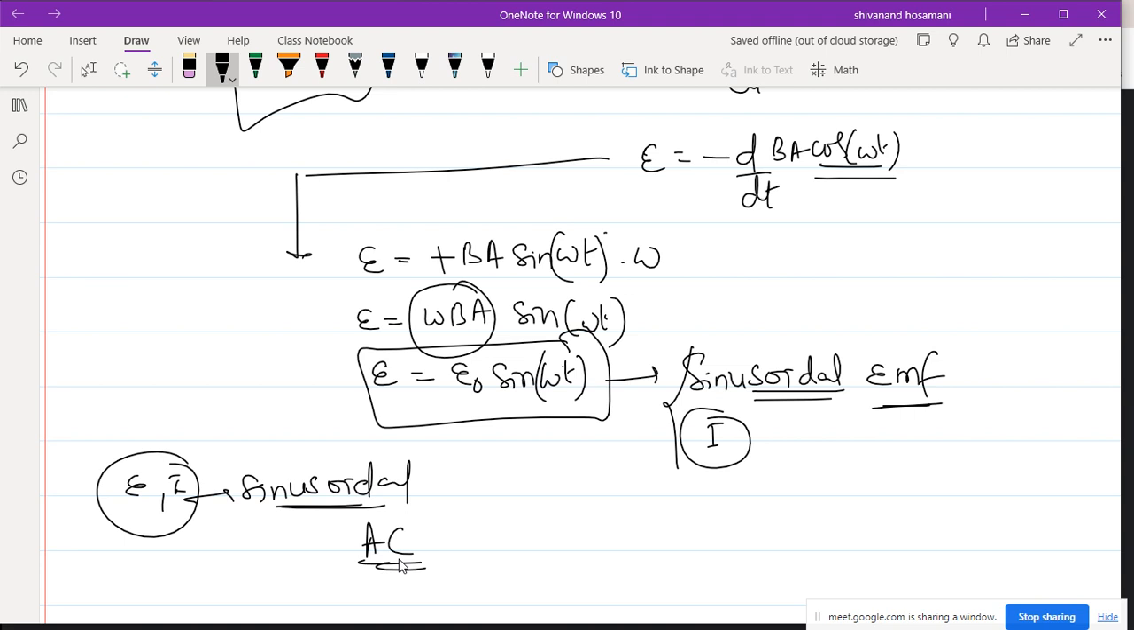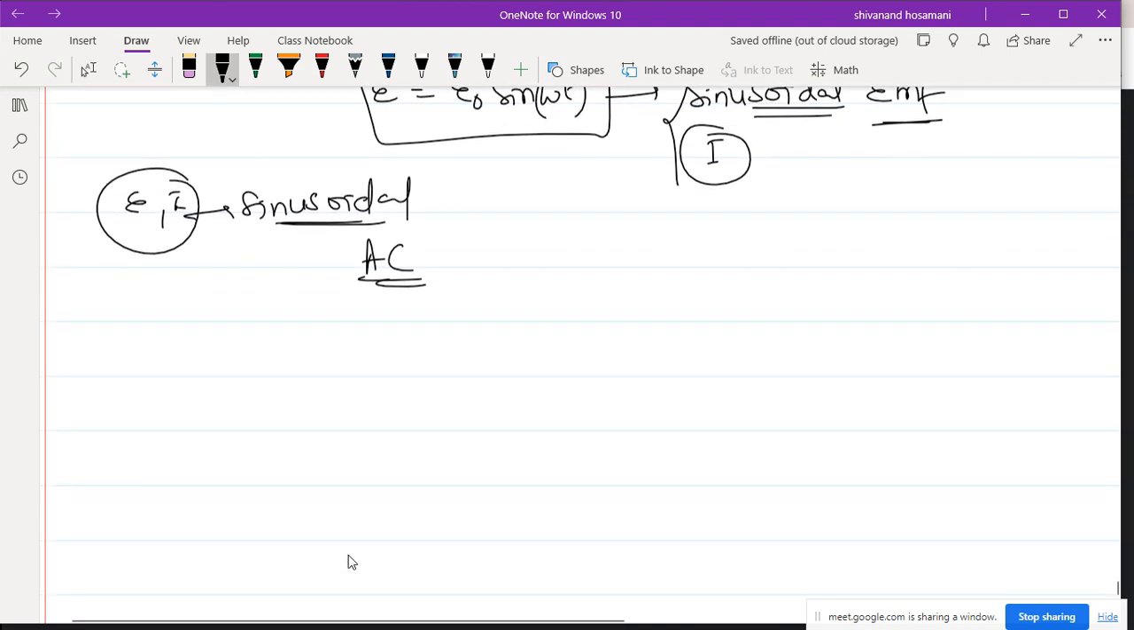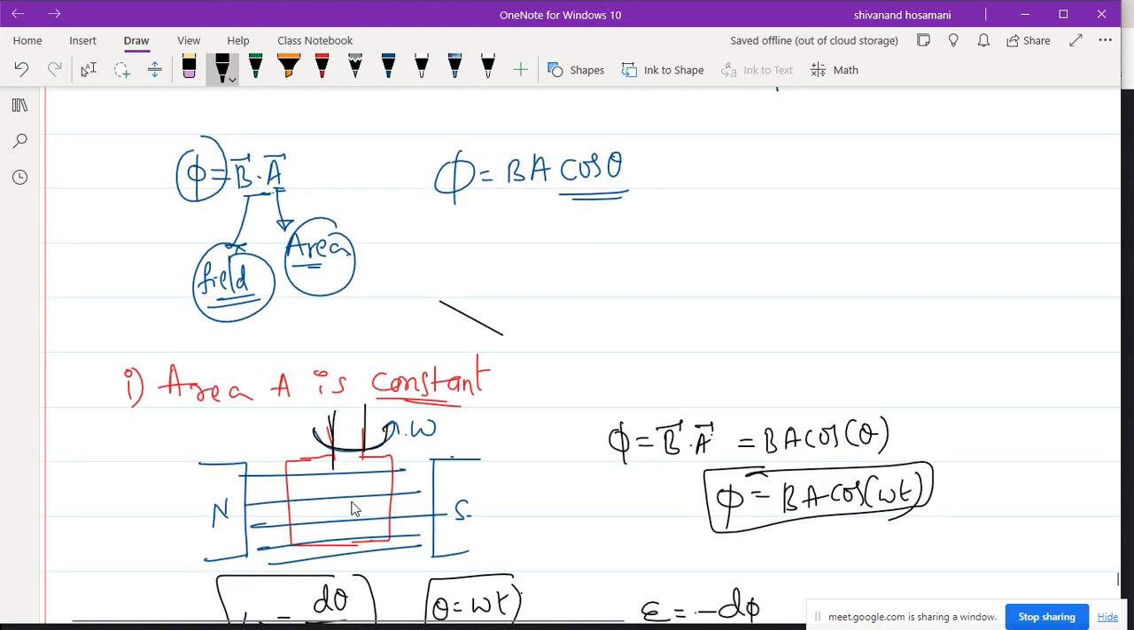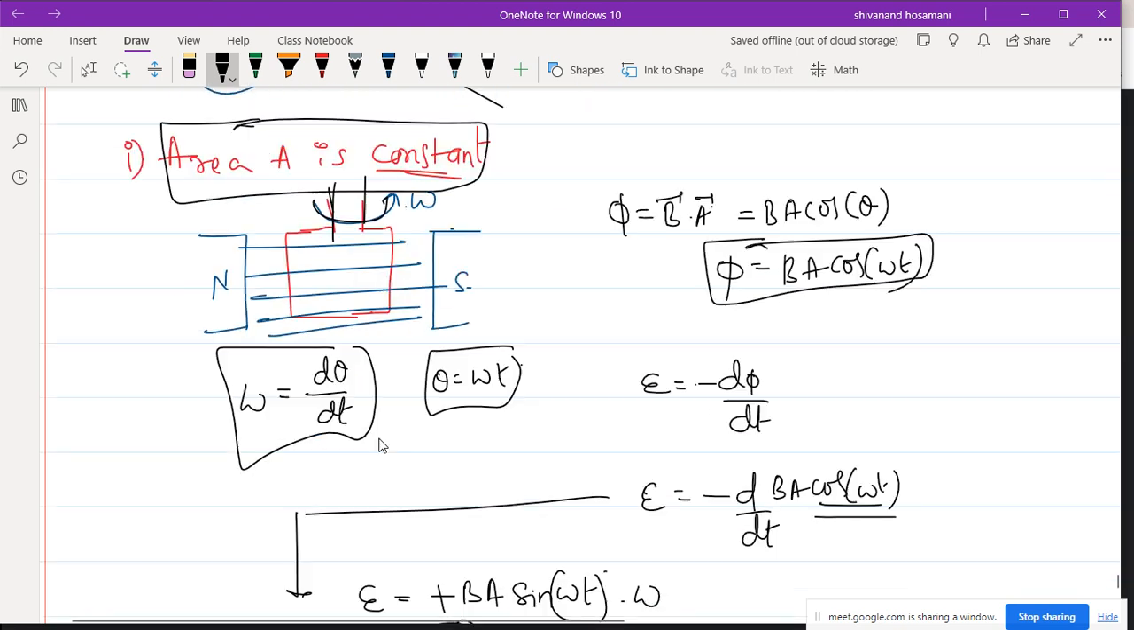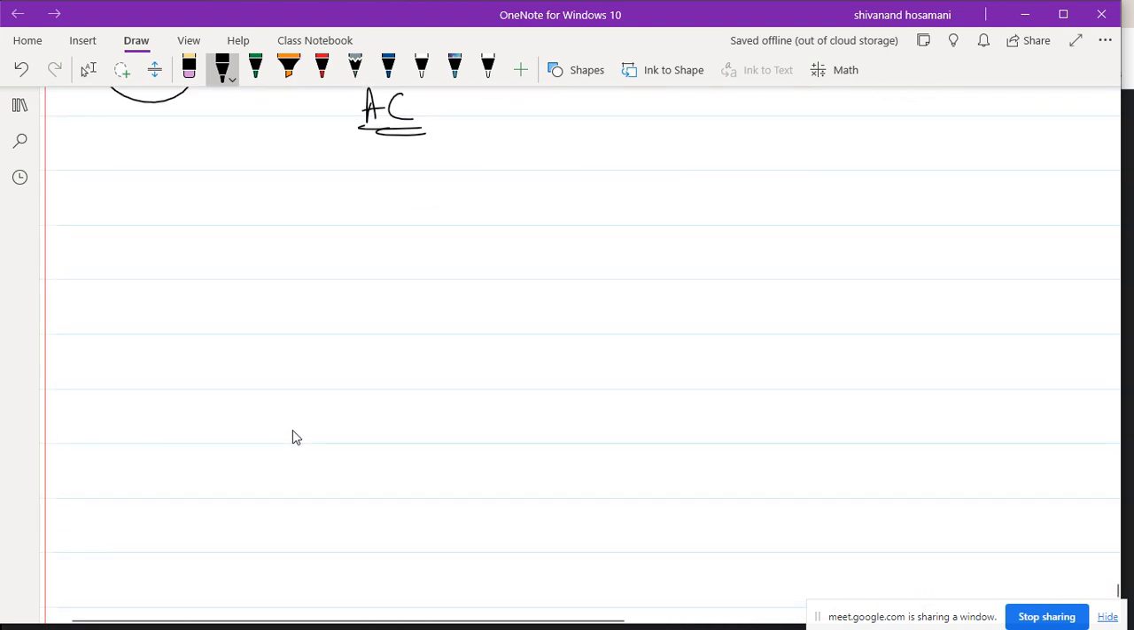That is defined as induced EMF or induced sinusoidal EMF. Then what if this area is constant? What if this area is not constant? When area is variable. Second case is when area is variable.